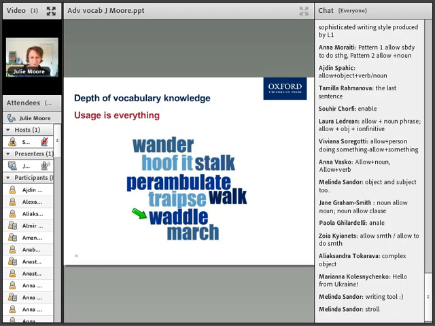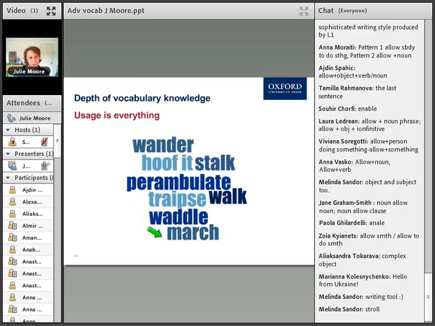Perambulate, fabulous word, but it's a very, very formal, very old-fashioned kind of word. It's not a word that I think I've ever used or would ever need to use. It's the sort of word you might come across in very old literature, Victorian literature perhaps. Traipse, negative again, but in a different way.